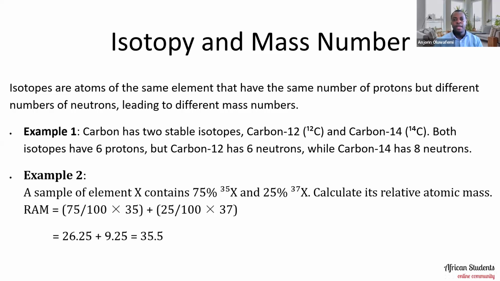We have established what isotopy is earlier. Let's try to combine isotopy and mass number together now. Okay, so isotopes are atoms of the same element that have the same number of protons but different numbers of neutrons, leading to different mass numbers. I'll take that again. Isotopes are atoms of the same element that have the same number of protons but different numbers of neutrons, leading to different mass.